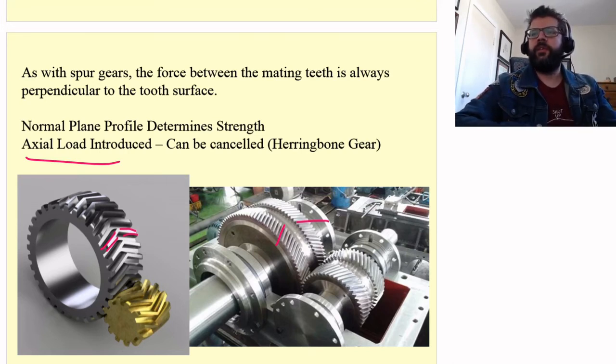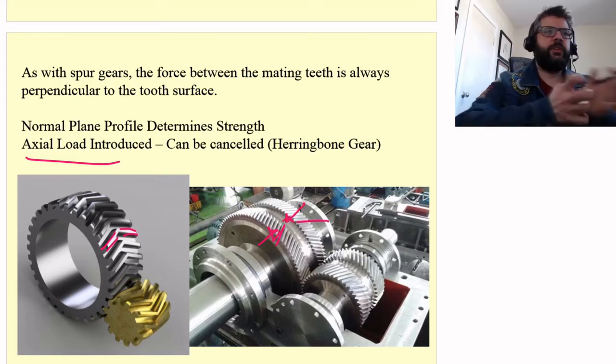So like this one, based upon the rotation, is going to have a tendency to push this way. This one's going to have a tendency to push that way. They just push against one another.